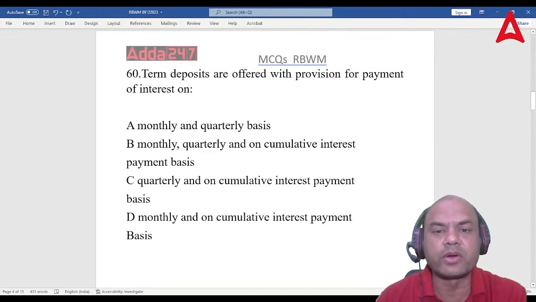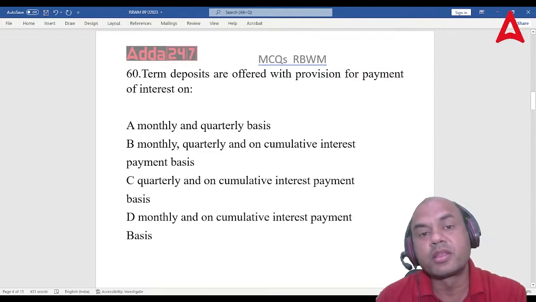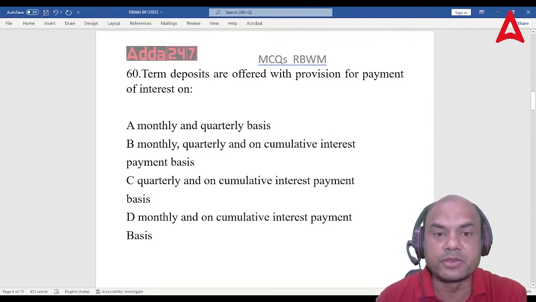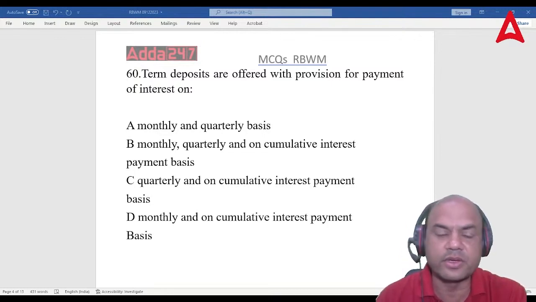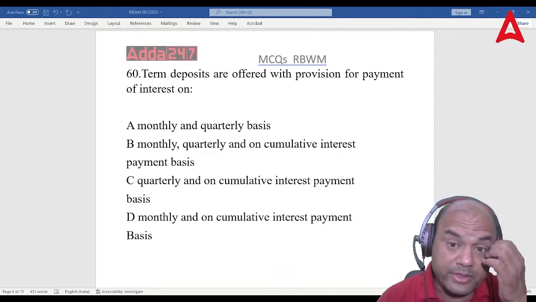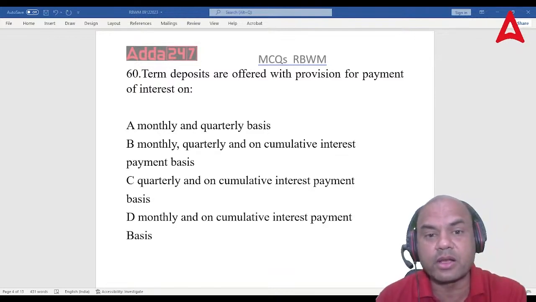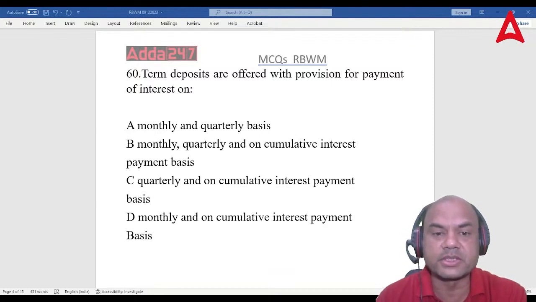Term deposits are offered with the provision for payment of interest on. Now, these are all basic questions, but we must know the answers. So, these term deposits are offered with the provision of payment of interest on: A, monthly and quarterly; B, monthly, quarterly and on cumulative interest payment basis; C, quarterly and on cumulative interest payment basis; D, monthly and on cumulative interest payment basis. So, what is the answer?